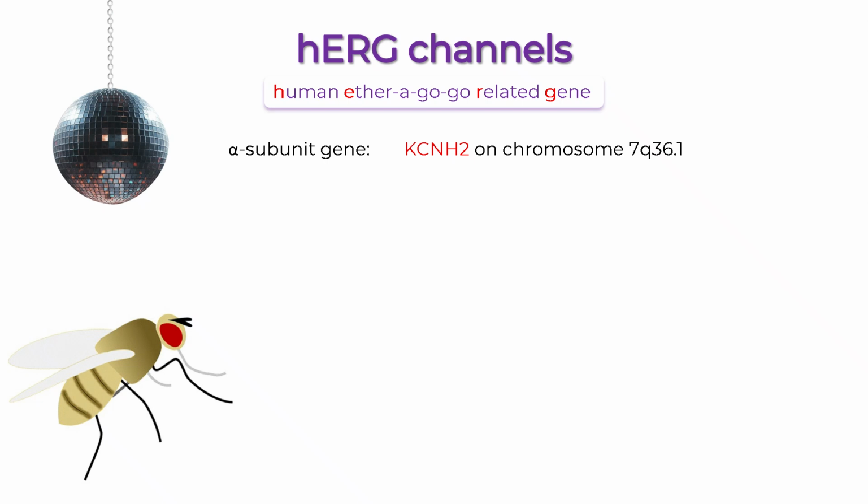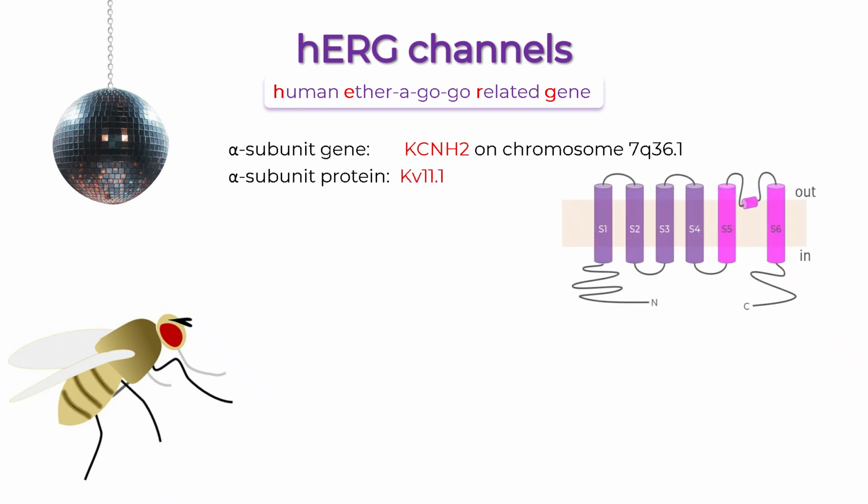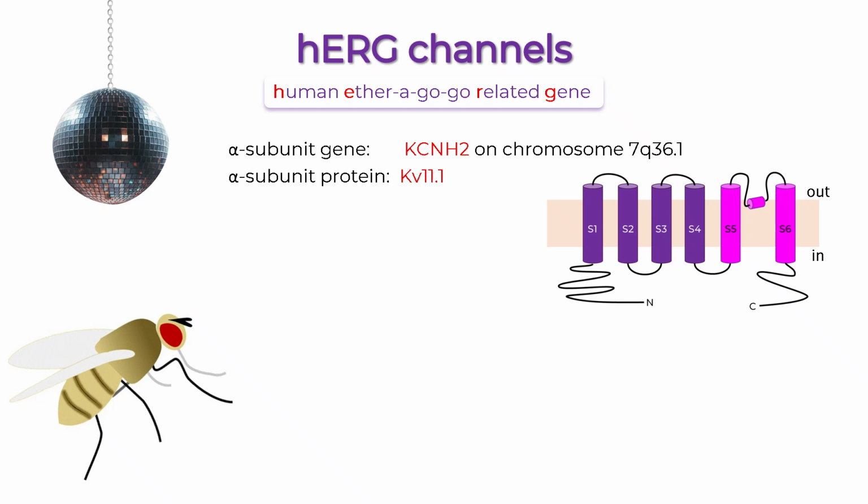hERG encodes the Kv11.1 alpha subunit protein, which has 6 membrane-spanning segments, S1 to S6, and large intracellular N and C-terminal domains. The S4 segment contains positively charged amino acids that sense changes in membrane potential, making the channel voltage sensitive.